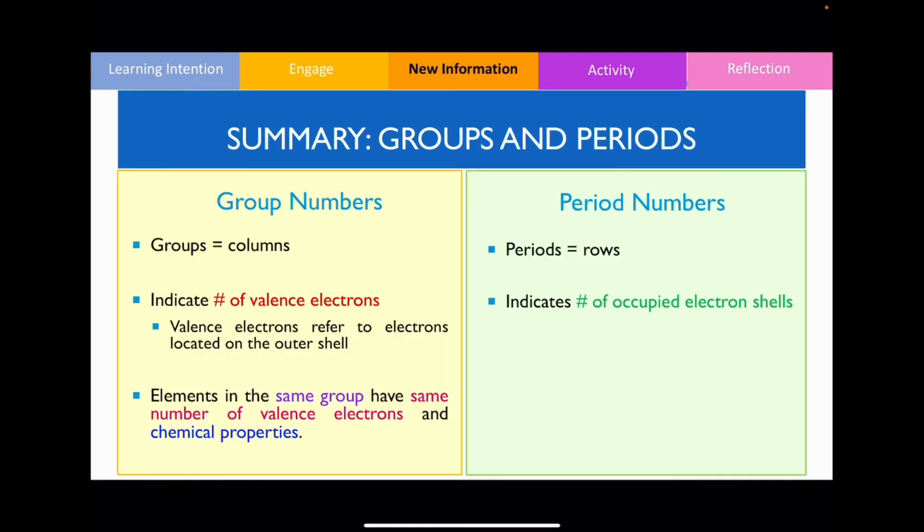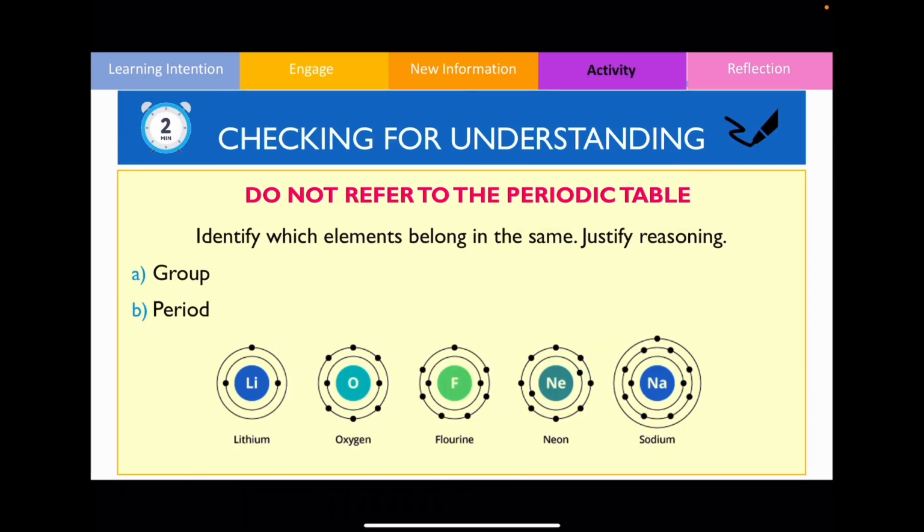This slide over here shows you a quick summary of groups and periods and shows you what kind of information you can get from the group number and the period number. I would now like you to have a go at answering this question. When you're answering this question, please do not refer to the periodic table because I'm going to get you to justify your reasoning. So identify which of the following elements down below are found in the exact same group and the exact same period. Give yourself 2 minutes and we'll go through the answers together.